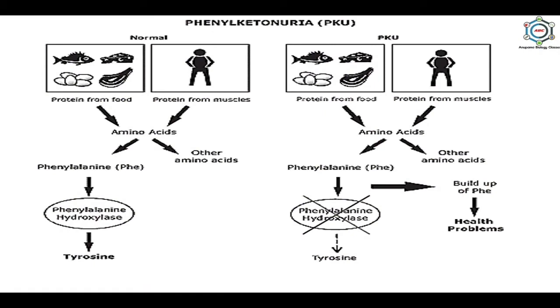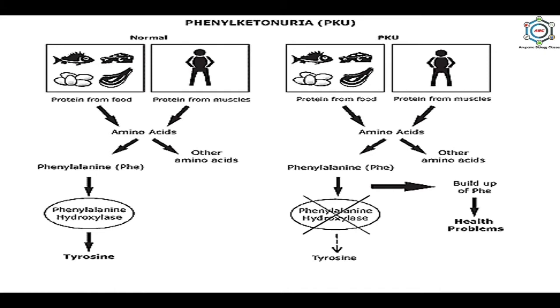Here you can see two conditions. First one is normal, where the tyrosine forms, and the second is phenylketonuric condition, where the tyrosine is not formed because of an enzyme which is known as phenylalanine hydroxylase. So, the homozygous recessive individuals lack the enzyme phenylalanine hydroxylase needed to change one amino acid, phenylalanine, to another, tyrosine.